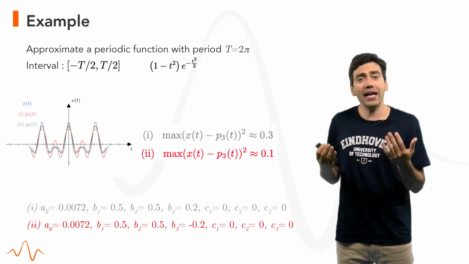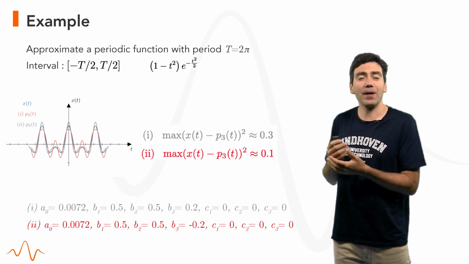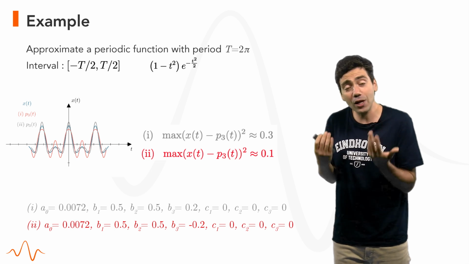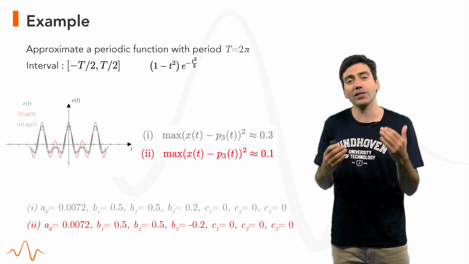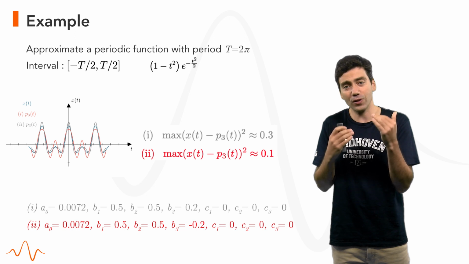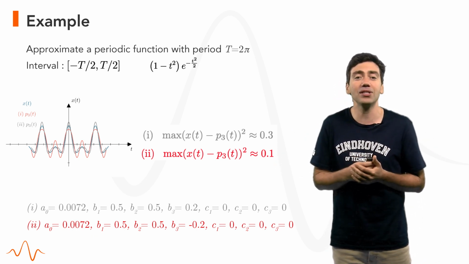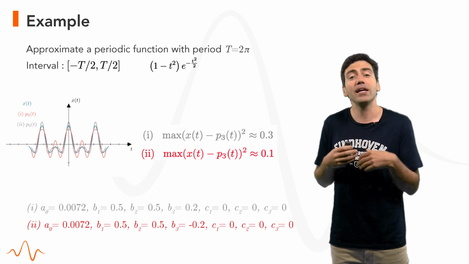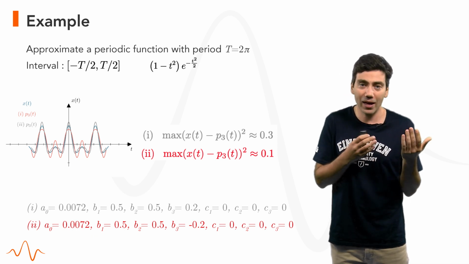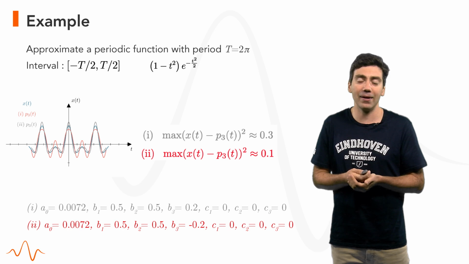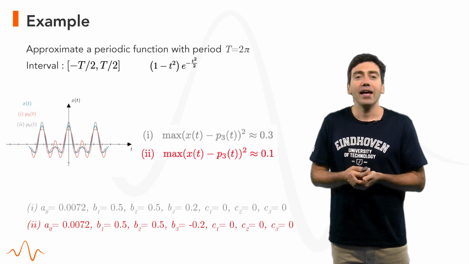Now, clearly, the first set is better, and we can know this because we can compute this cost function, which is nothing more than the integral of the squared difference between the original signal and the approximation, and that will lead to a smaller number, and that's how we quantify how good the approximation is.